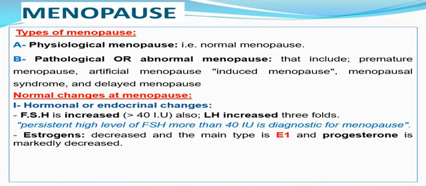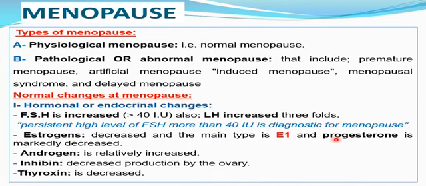Regarding normal hormonal changes occurring at the age of menopause, there is a sudden and continuous increased level of FSH and LH as a result of withdrawal of estrogen and progesterone. So, presence of a persistent high level of FSH, more than 40 international units, is diagnostic for menopause. Estrogen estradiol is completely depleted because there is no ovarian follicle, and the main type is E1, and the progesterone is markedly decreased. Androgen again is relatively increased. Inhibin coming from the ovary is decreased, and thyroxine is decreased.